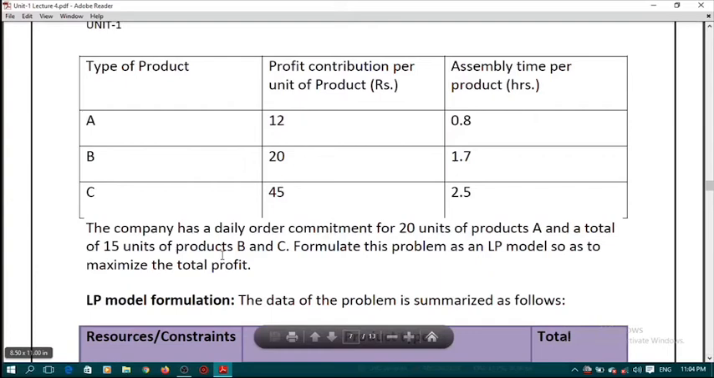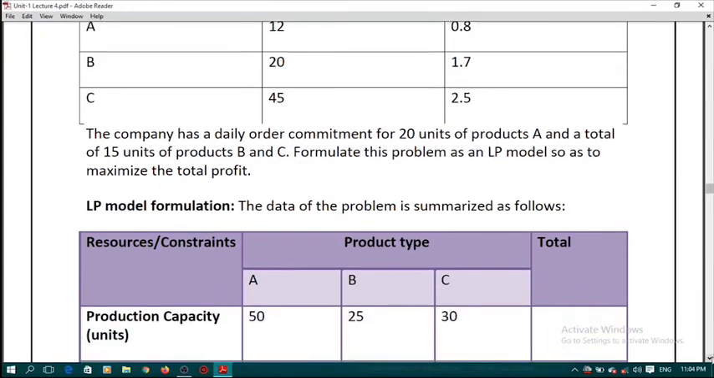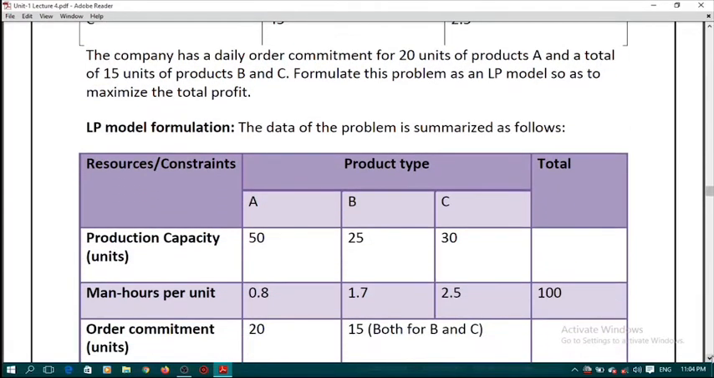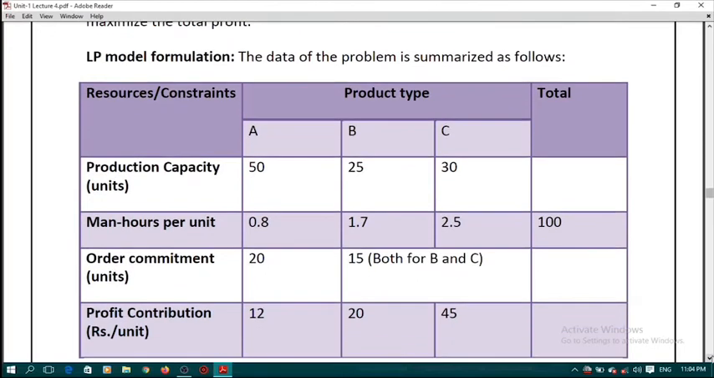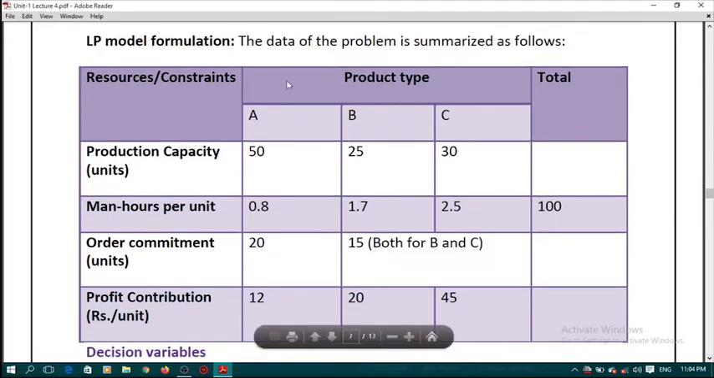The company has a daily order commitment for 20 units of product A and a total of 15 units of product B and C. Formulate this problem as an LP model so as to maximize the total profit. So here, LP model formulation. Before starting that, let's put all those data in a tabular format. So the data of the problem is summarized as follows.